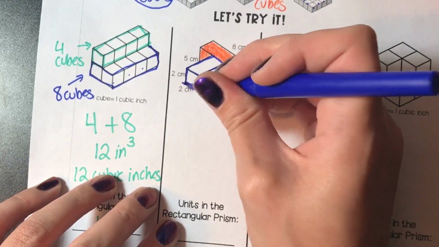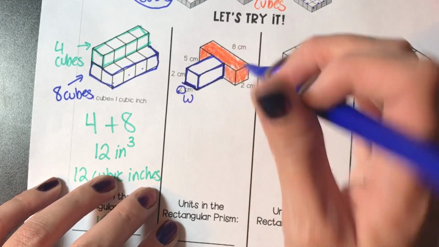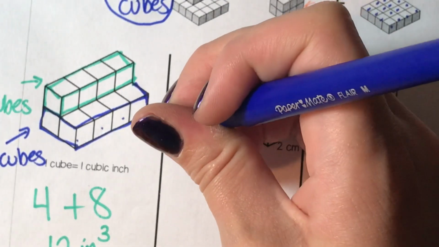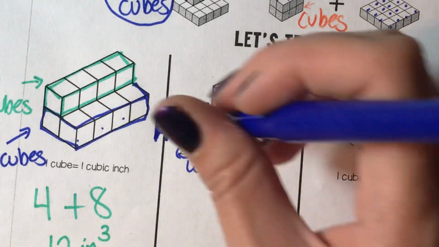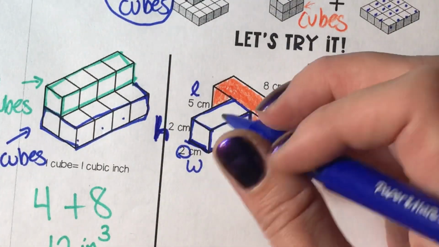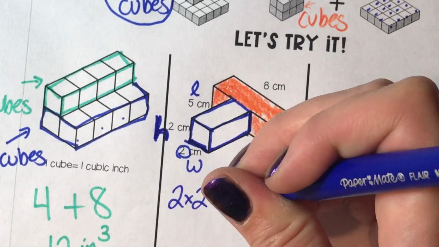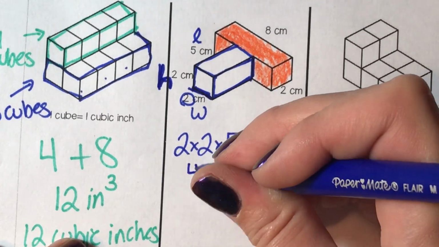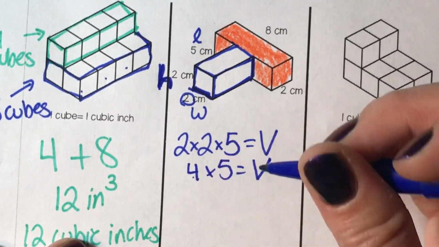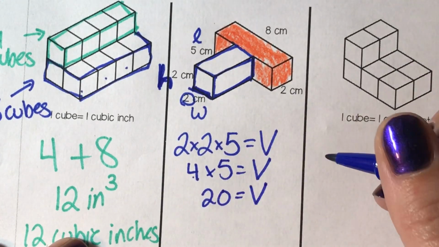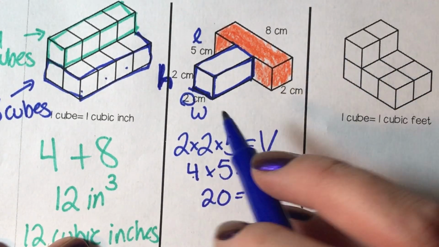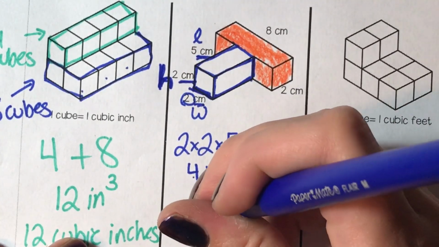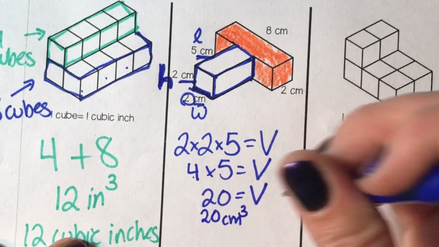So here is the width. I'm talking just the blue shape. That's the width. 2 centimeters is the height. Oh, darn it. That's an H. Sorry. And then the length is the 5 centimeters. So for this blue shape, it would be 2 times 2 times 5 would equal the volume. 2 times 2 is 4. 4 times 5 is 20. Now that's just for the blue shape. There's 20 cubic centimeters. See how all of them say centimeters? So I would put 20 cubic centimeters.